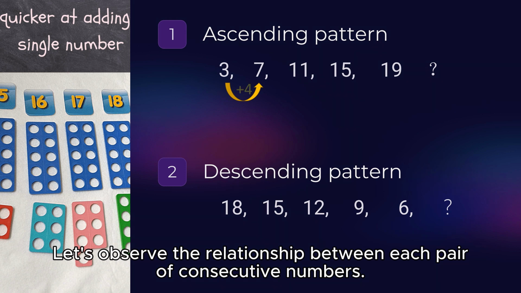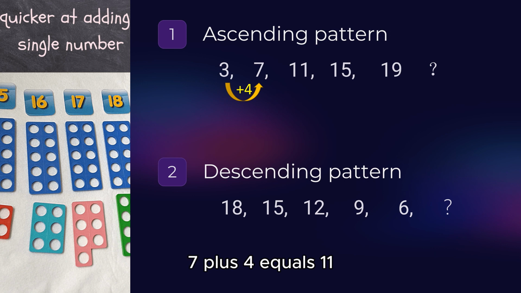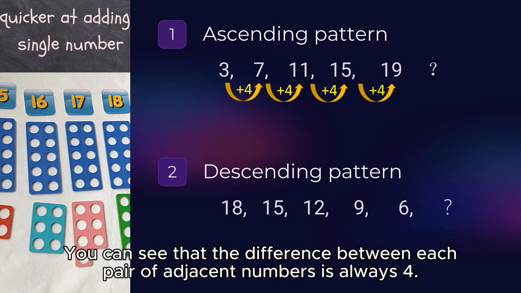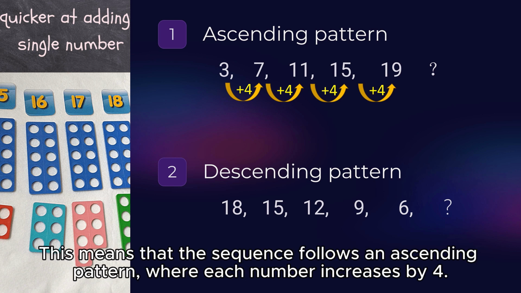3 plus 4 equals 7. 7 plus 4 equals 11. 11 plus 4 equals 15. 15 plus 4 equals 19. You can see that the difference between each pair of adjacent numbers is always 4. This means that the sequence follows an ascending pattern where each number increases by 4.